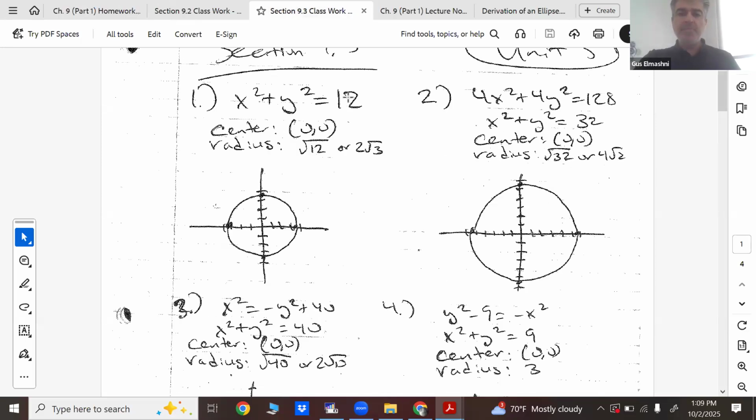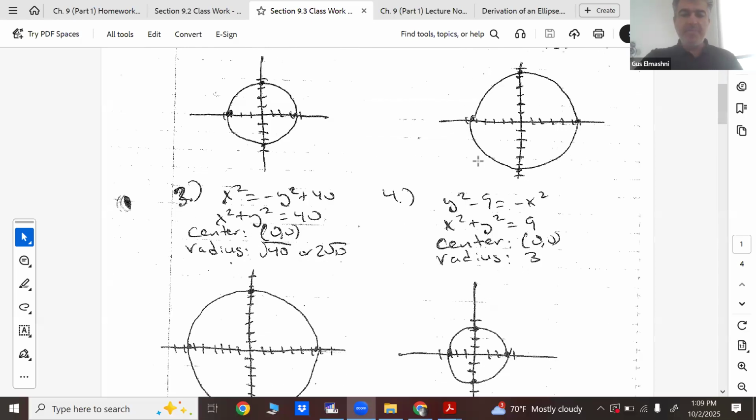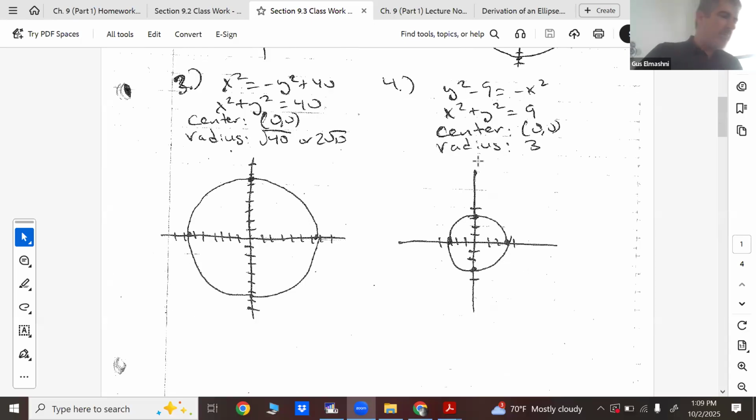Yeah, circles should be pretty straightforward again. Here we go. You got your center is 0, 0 every time. The radius is just the square root of the other side. But of course, divide by 4, like in the case number 2, or move everything to one side. So, I mean, move all the variables to one side and get a constant on the other side. Whether or not I simplify the radius, I don't really care. It's up to you.